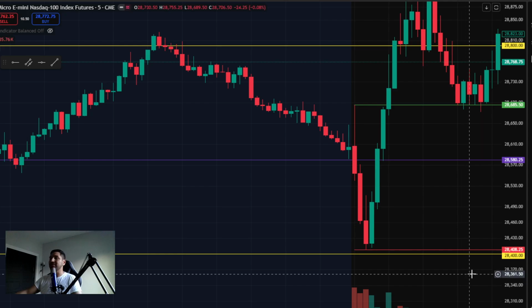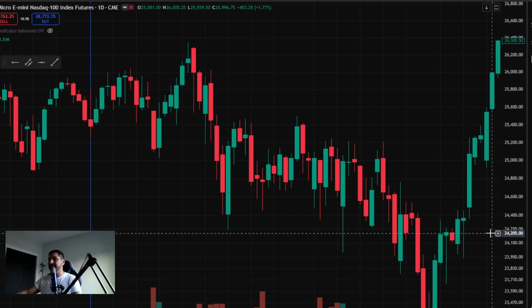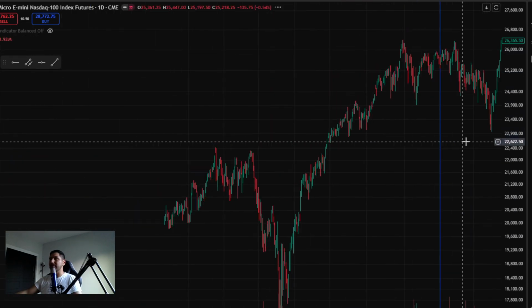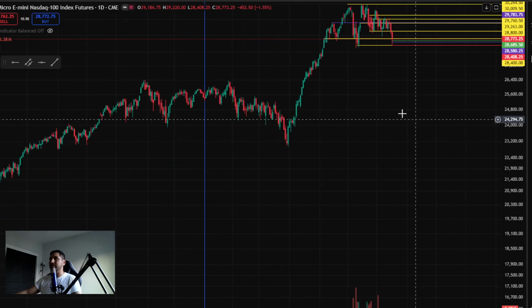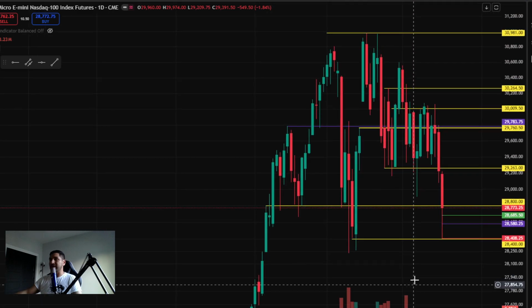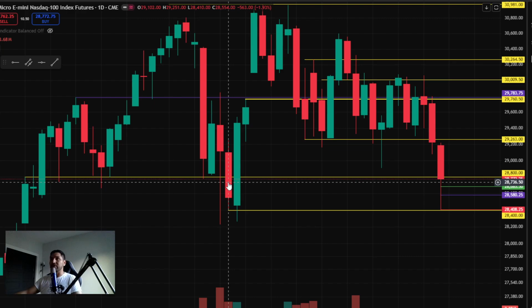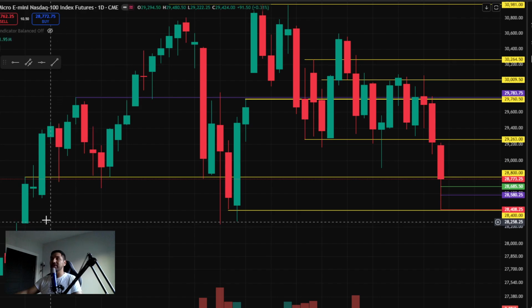And why did I have a level there at 28,400? So let's go back to the daily MNQ. And like I said in the beginning of this video, the low of this candle, 28,410, right? We had 1, 2, 3 candles trade above and below that area.